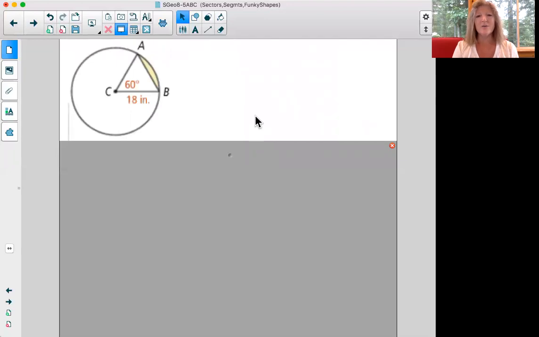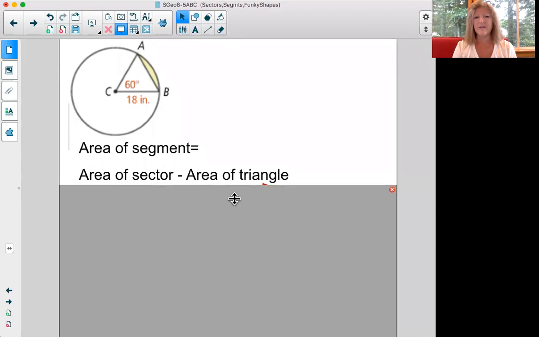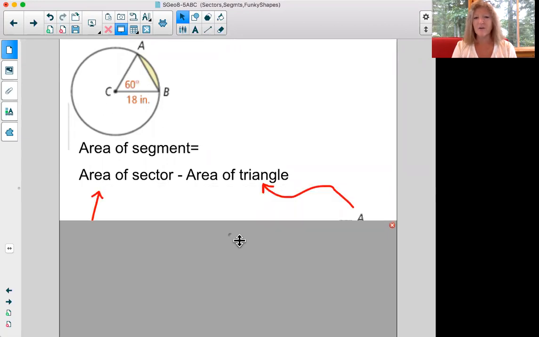All right, so let me model and then you can practice. I'll model this example. If I want to find the area of this segment, I'm going to first find the area of sector ACB. Then I'm going to subtract out triangle ABC and I'll be left with this segment. So the area of a segment is the area of the sector minus the area of the triangle. So I have to find each of those areas separately.